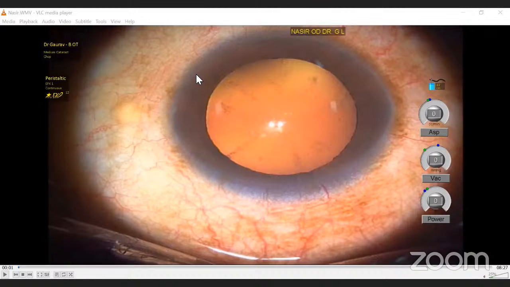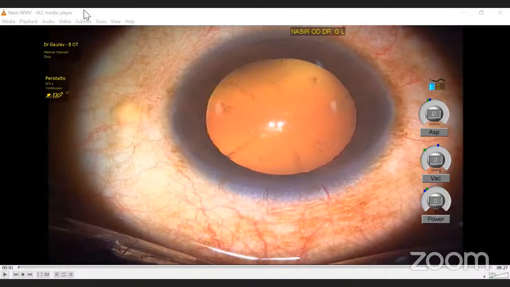What was the power of the lens which was planned for this patient approximately? Do you remember? No, sir. I'm sorry, I think it was -2, if I'm not wrong. It was -2 and -1 in the other eye. So the first eye must have been -1, the second eye was apparently -2. So, yes, let's go ahead.